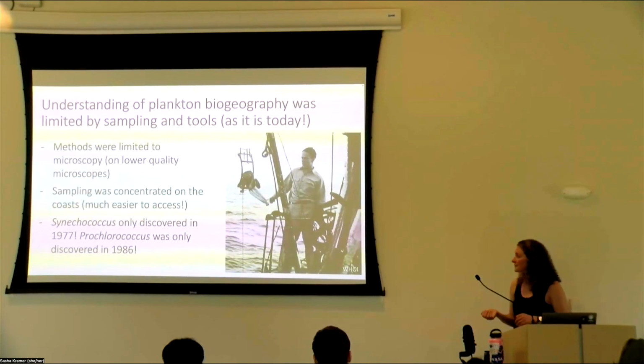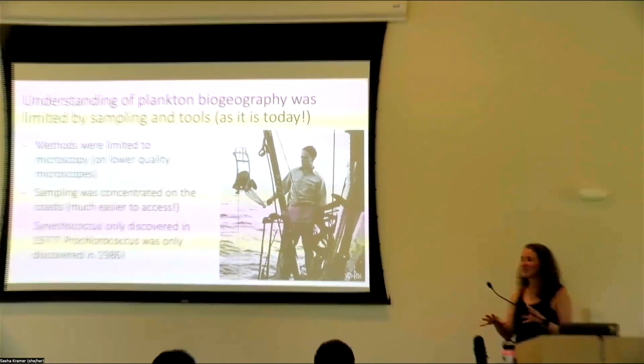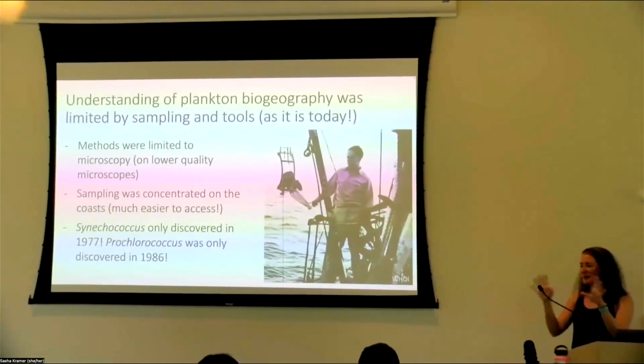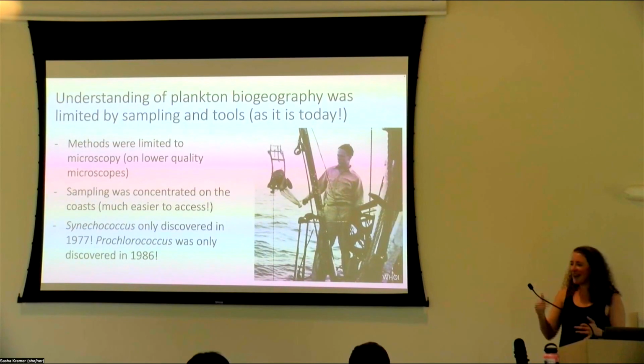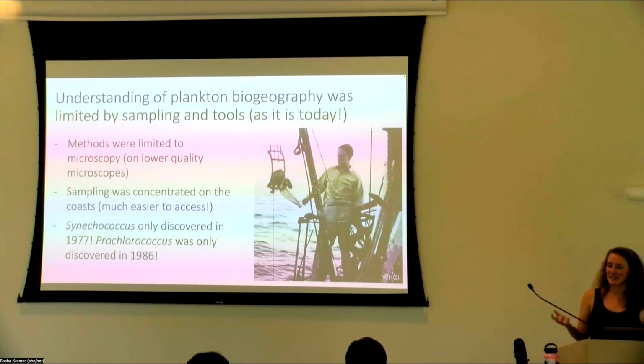So, I'm just putting up here that Synechococcus and Prochlorococcus, two of the major cyanobacteria that we talked about today, are everywhere in the global ocean. You find them in all these different places, different latitudes, across longitudes, at different depths. These things were only discovered in the last 50 years.